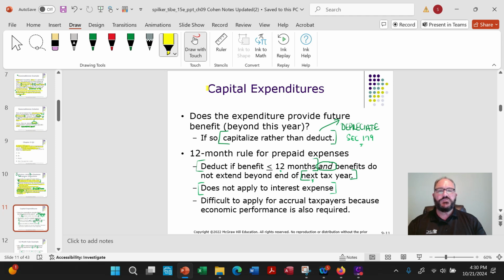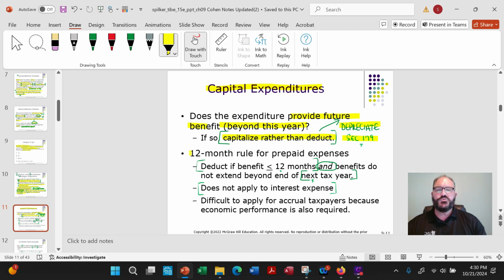So capital expenditures, let's look at that first. You probably know about this. They provide future benefit beyond a year, right? That's why we put it on our balance sheet. We capitalize it rather than deduct it. We depreciate it. By the way, Section 179 is actually an expense where you're expensing it. Again, we haven't really talked about that yet. That's over in the business section. But Section 179 allows you to deduct a certain amount of the full cost of an item so that you can get the benefit this year to lower your taxes.